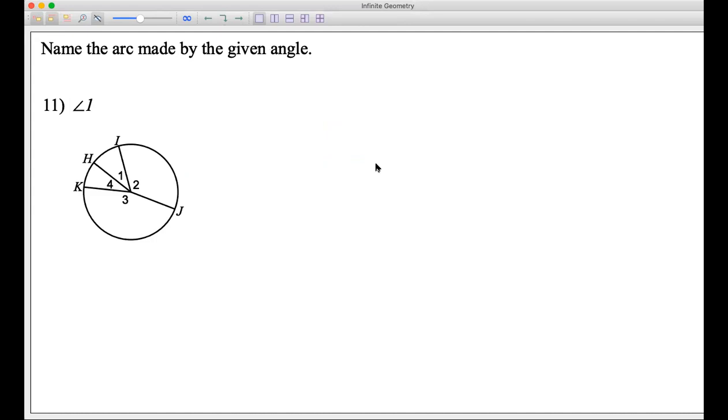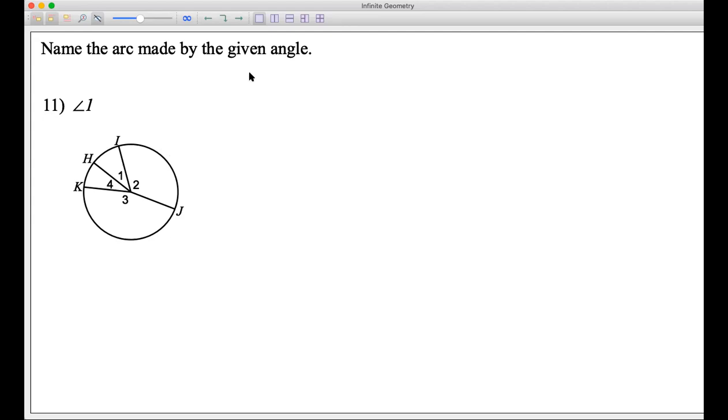Notice it doesn't say major. This is question number 11. What's the arc defined by angle 1? Somebody? Number 11. Okay. Do you see where 1 is? Does it say major arc, or does it just not say anything? It just says angle 1. If it just says angle 1, it's the minor arc. It's HI or IH.